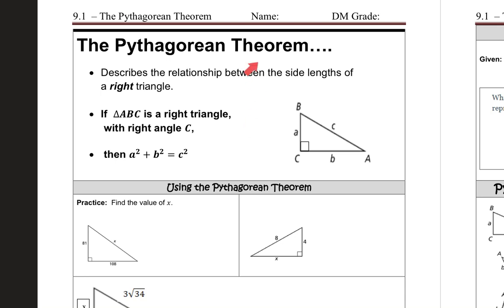Okay, welcome back, kiddos. Now we are moving on to Unit 9. I think you're going to find this one to be quite fun and maybe a lot easier to understand than the other stuff. So let's get right into it. We're going to start with the Pythagorean theorem.